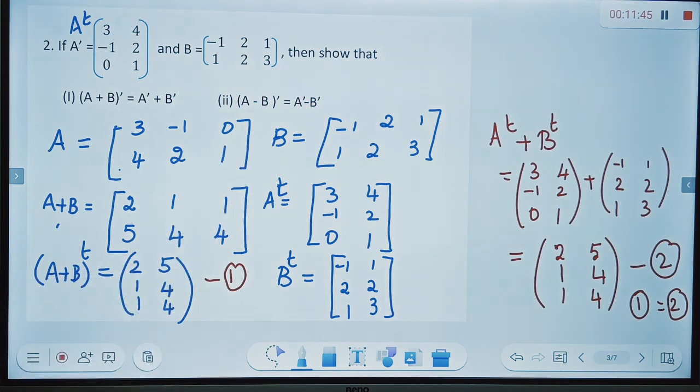Similarly, you can verify (A - B) transpose equals A transpose minus B transpose. I'm going to leave that as an exercise for you. Very simple. Find out A minus B, take the transpose. Then look at A transpose, which is already given. Find B transpose and subtract it from A transpose and verify whether both of them are same.